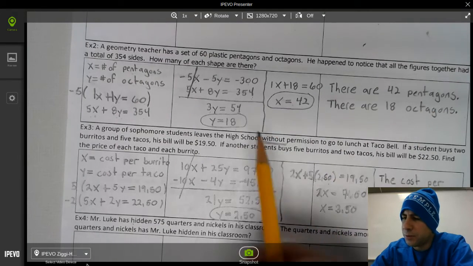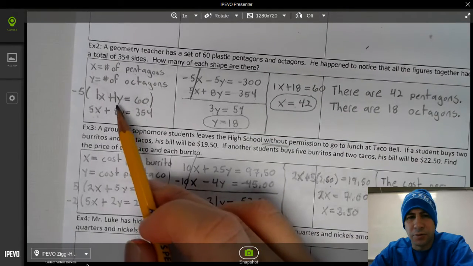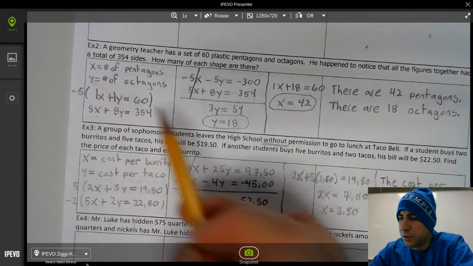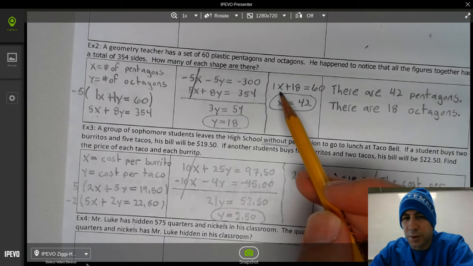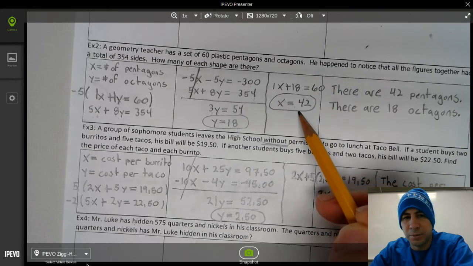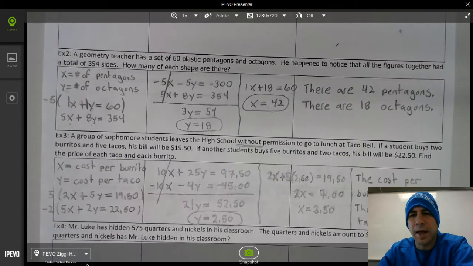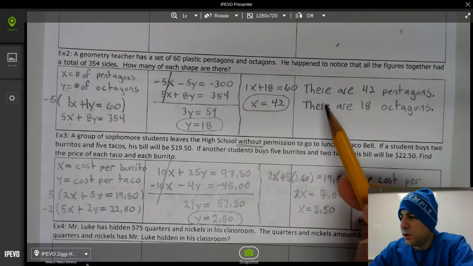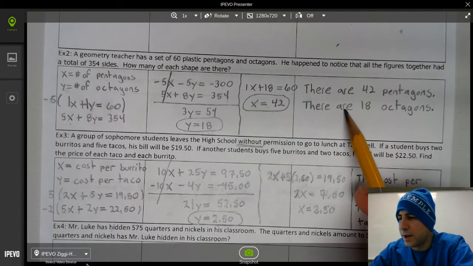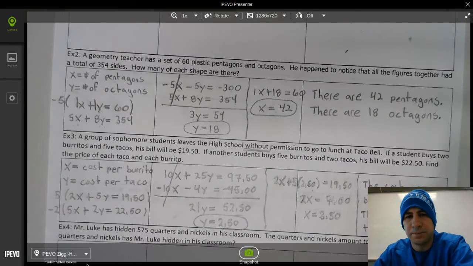Now we're going to substitute this into either equation. I always choose the first equation. You can choose either one, but the first one looks easier. So we substitute 18 in for y and get 1x plus 18 equals 60. Subtract 18 from both sides, and x equals 42. The last step is to write the solution in sentence form: there are 42 pentagons and there are 18 octagons.